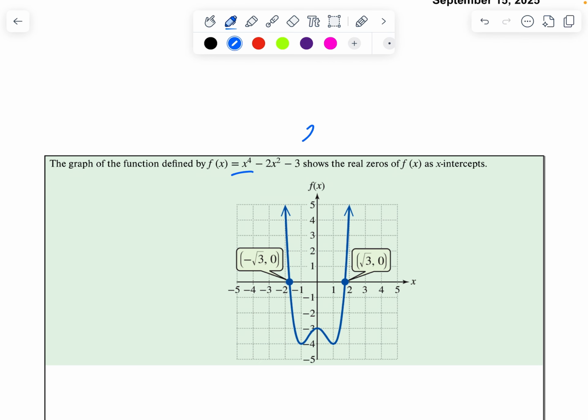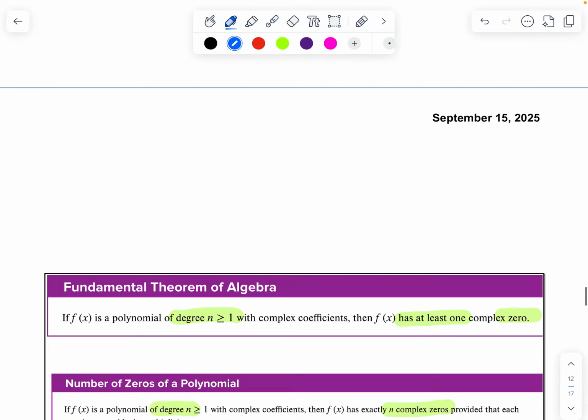If we looked at the end behavior, positive coefficient means going up. Even exponent means going up on the left as well, and that's exactly what it does.